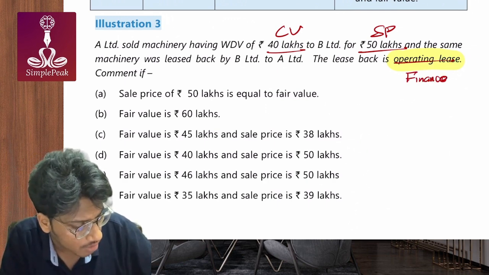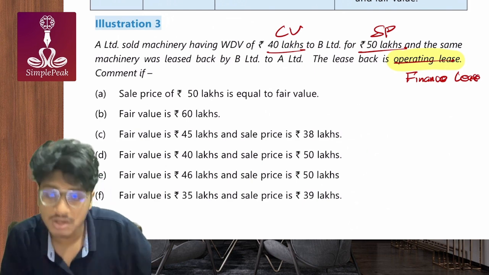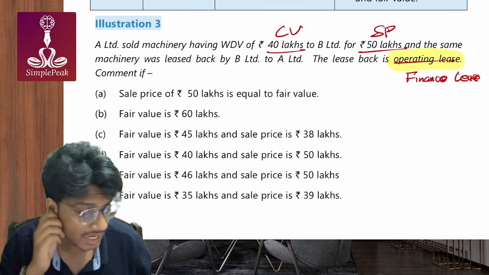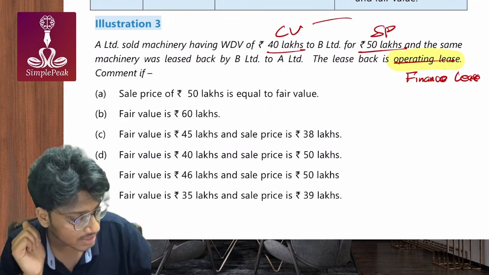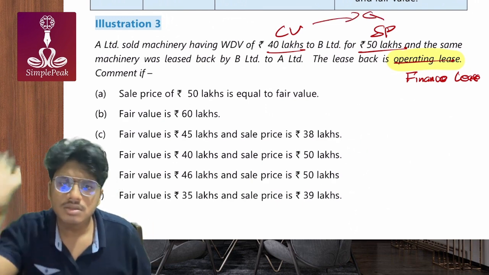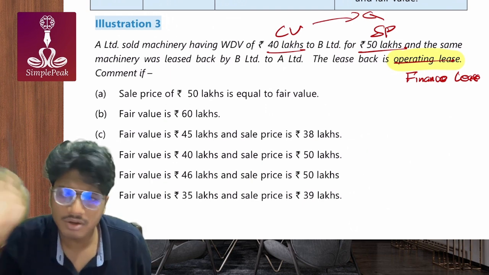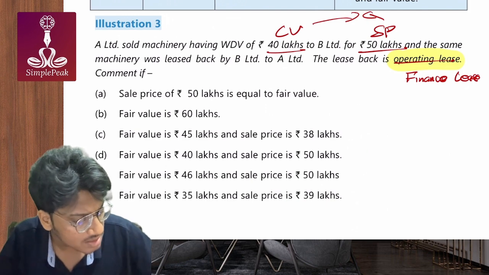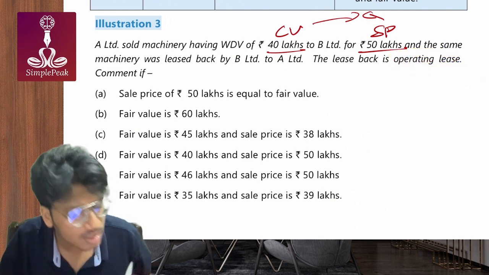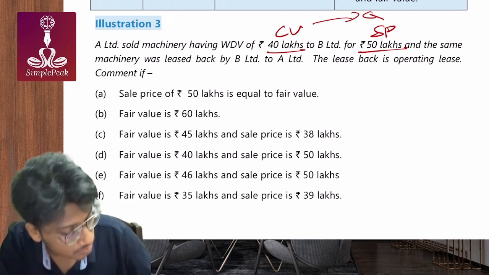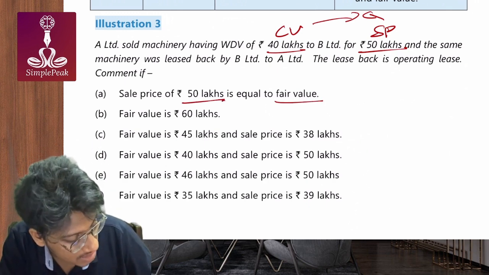If instead of operating lease it's given as finance lease, don't look into it. Whatever the difference amount is, between carrying value and sale price, amortize or defer it over the lease term. That's what it said. But since the question specifically said it's an operating lease, you need to respect that also. So the sale price given is 50 lakh, which is equal to fair value.